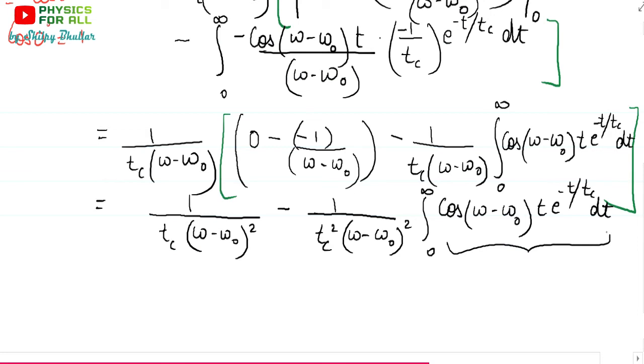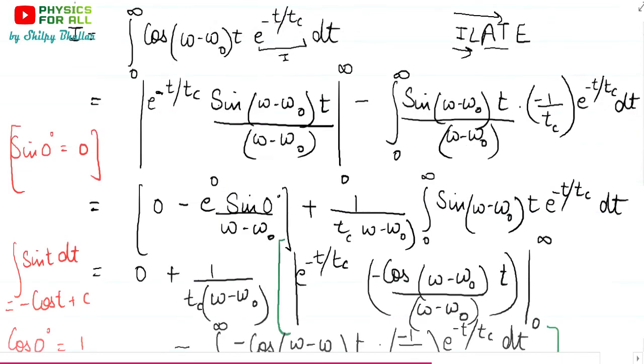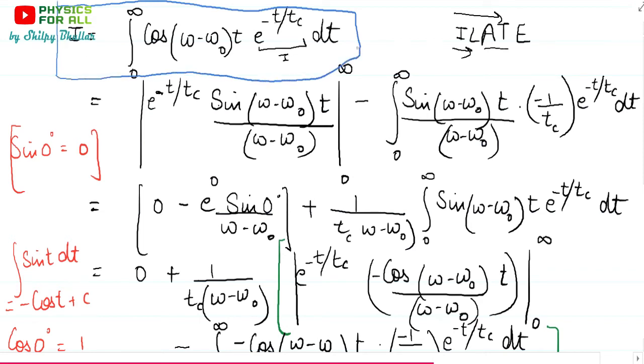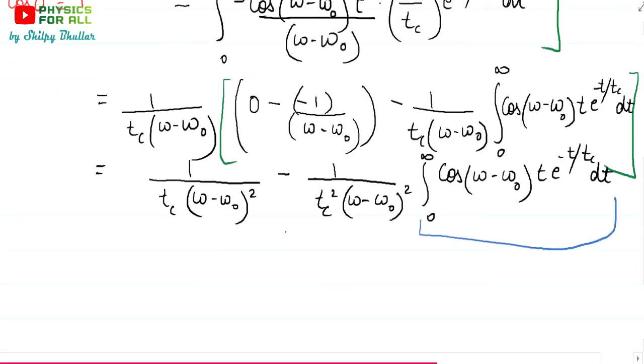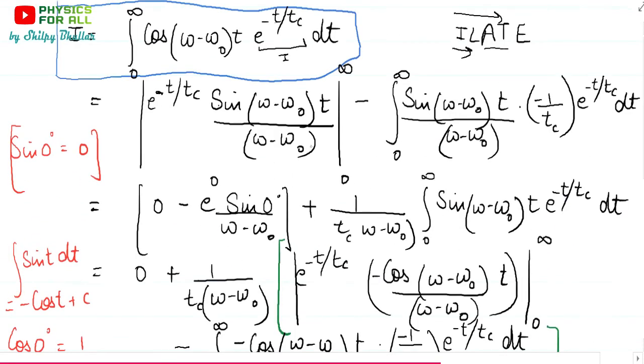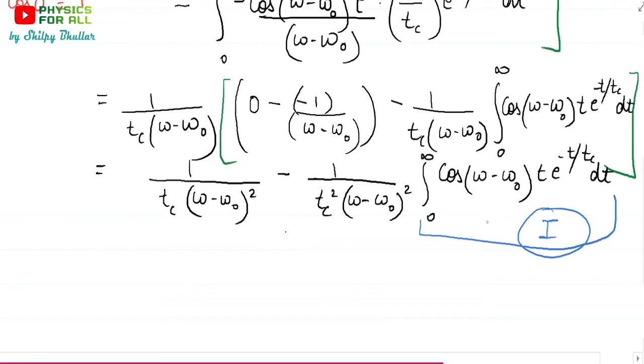Now, does this expression look like something? Well, yes. Just look at this expression of I: cos omega minus omega naught t e raised to power minus t by Tc dt. And have a look at this expression: cos omega minus omega naught t e raised to power minus t by Tc dt. That means this is the same thing. This is the same I integral that we started with. So then, what we can do now is substitute I in here again, because this is the same integral we have obtained again.